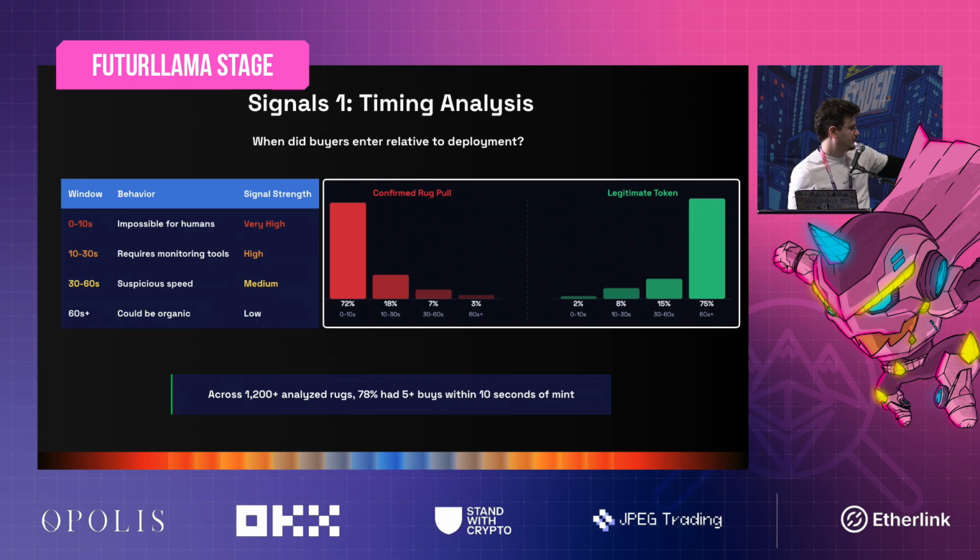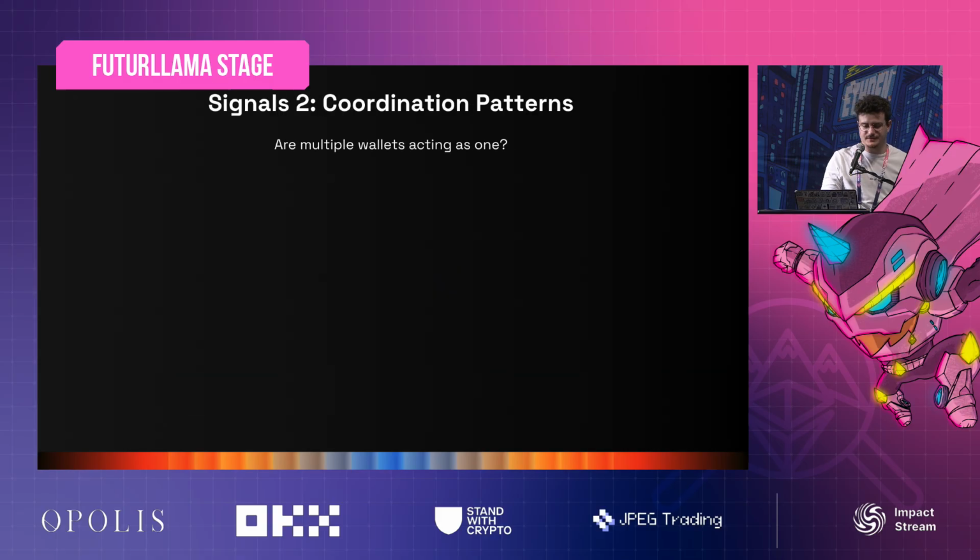As you see, we analyzed more than 1,200 tokens, and almost 80% of those with more than 5 buys in the first 10 seconds are rug pulls. So that's the first signal. Signal number 2: coordination patterns.